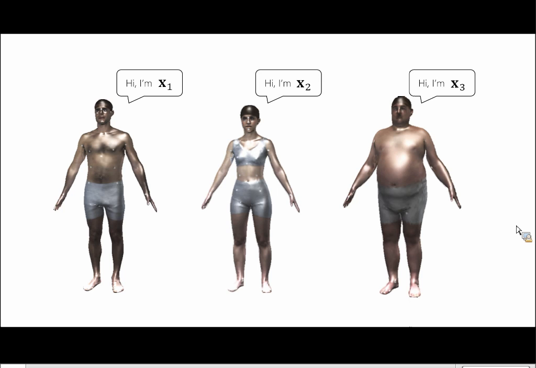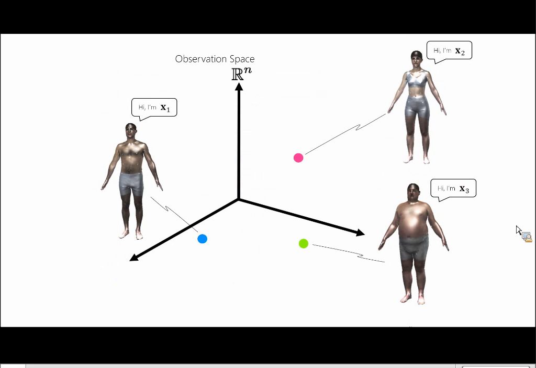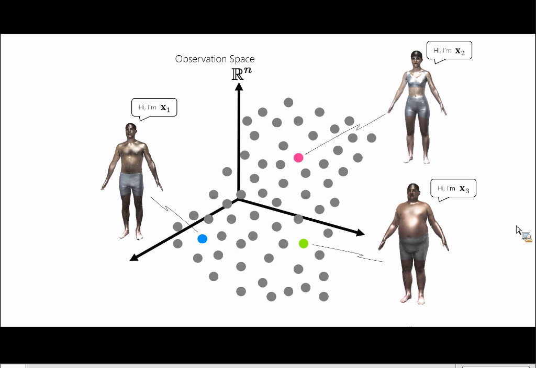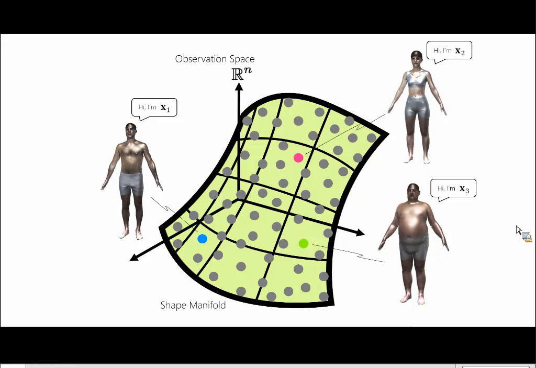Now, these vectors are mathematical quantities, so we can map them into some high dimensional space. And within that high dimensional space, there are lots of other scan data as well. So by doing some statistical analysis, we can derive a mathematical equation that represents the distribution of how people's body shapes look.